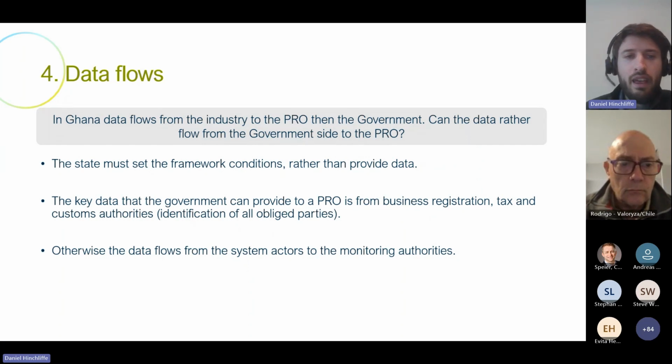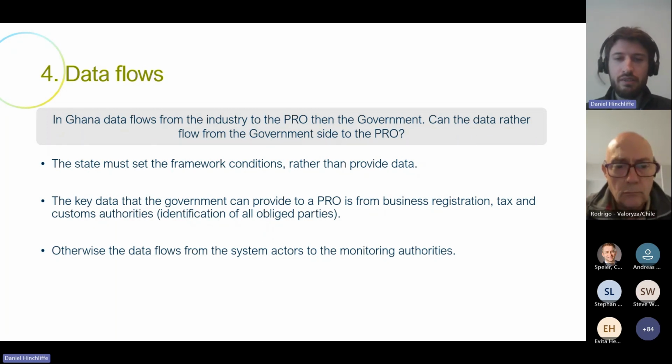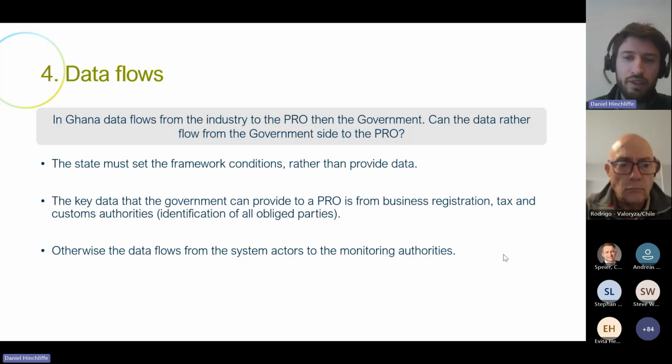And here, it's important to, I think, know that the state sets the framework conditions, and they are not the ones providing the data. They can provide data to help you identify who are the obliged parties and align this with business registration, tax and customs authority data, but actually normally the data flows the other direction. So the system actors in the EPR system, they have to provide the data to the monitoring authorities.